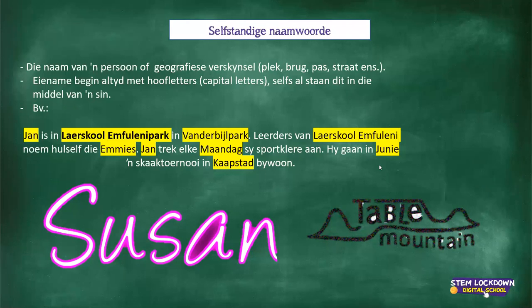And my example here for you, I'm going to read it and then I'll explain what it's about. Jan is in Laerskool Emfuleni Park in Vanderbijl Park. Leerders van Laerskool Emfuleni noem hulle self die Emmies. Jan trek elke maandag sy sportklere aan. Hy gaan in Junie 'n skaaktoernooi in Kaapstad bywoon.